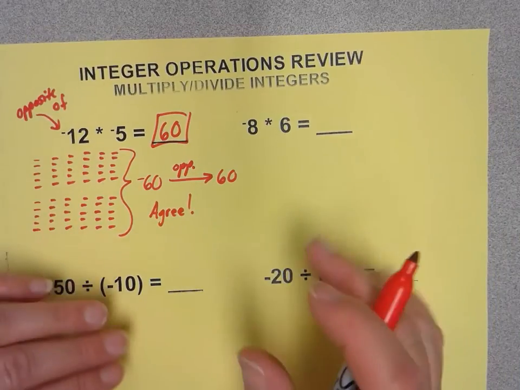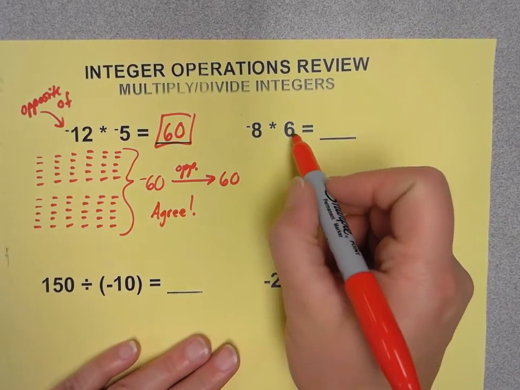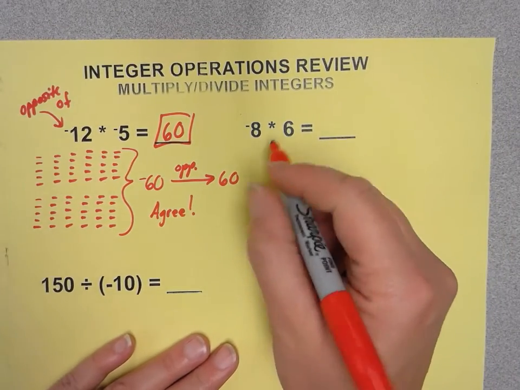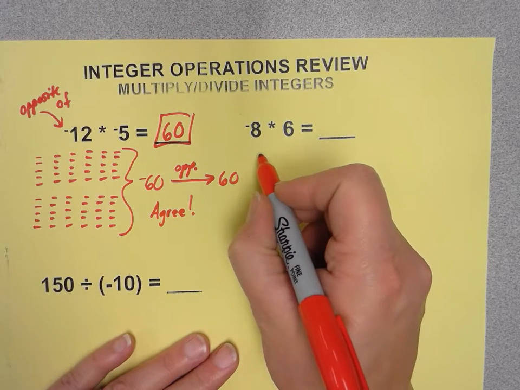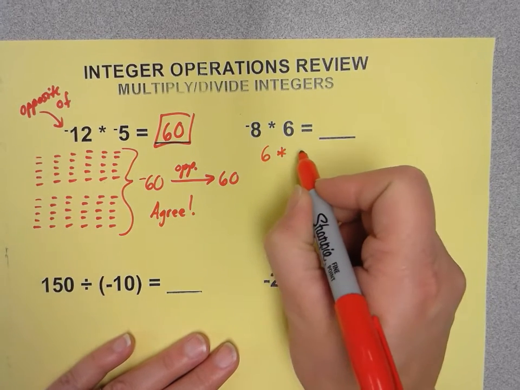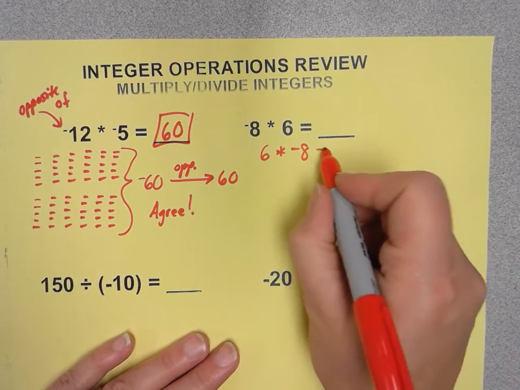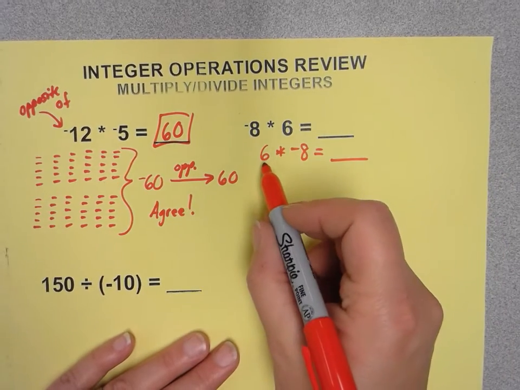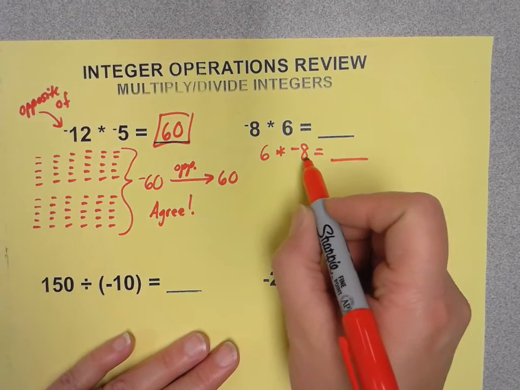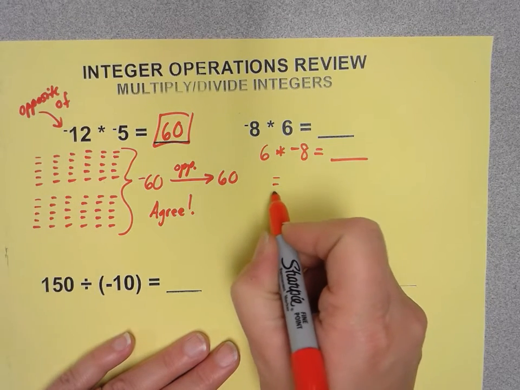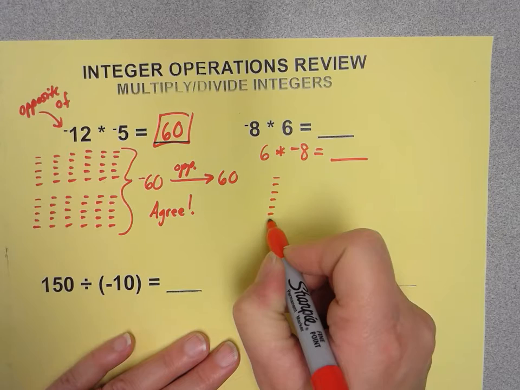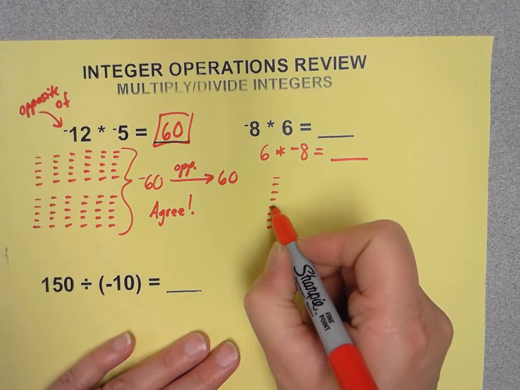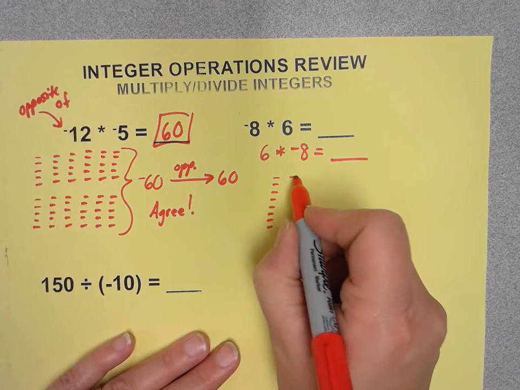What about over here? Here I have a negative and a positive. I hope you remember that multiplication is commutative. So one way that I've seen students handle this is to change it to 6 times negative 8. Shouldn't I get the same answer? Well, if that's the case, I could easily read this as 6 groups of negative 8. Well, let's show a group of negative 8. 1, 2, 3, 4, 5, 6, 7, 8. Got to do some double checking here.